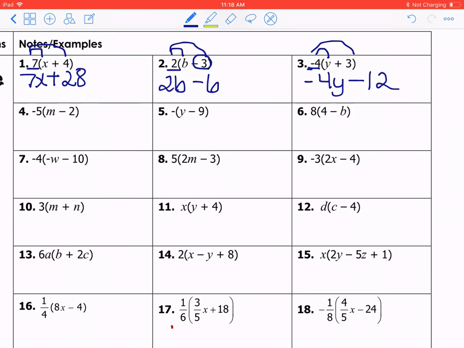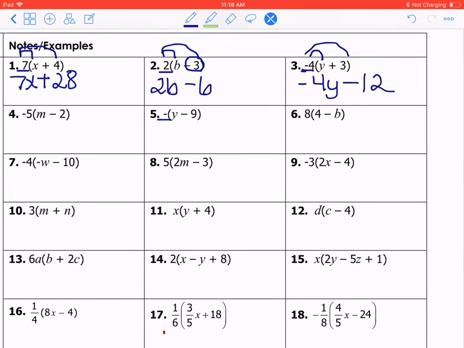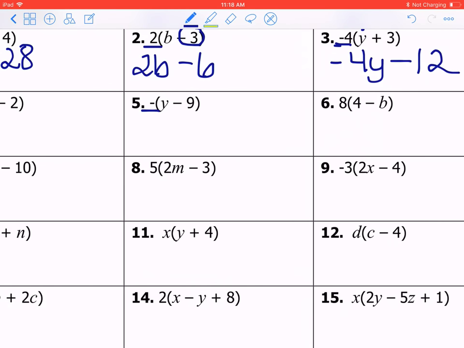Number 5 is kind of a trickster. There is no number out here that you can see, but there is a negative sign. So if there is a negative sign on the outside, let me zoom in so I can write. Think of it like this. This also equals negative 1 y minus 9. So if there is just a parenthesis or just a negative sign outside the parentheses, it's really telling you there's a negative 1 out there that you need to distribute.